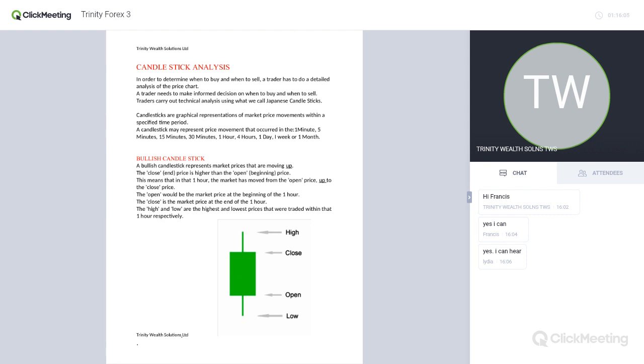So the high and the low, you can see below the open we have the low, above the close we have the high. So the high and the low are the highest and the lowest prices that were traded within that 1 hour respectively. Remember, we said Forex is a fight between the bulls and the bears. So they will not just sit down and let you run the market. There's a struggle, right? So in this case, when this hour started, the market price was at open. It opened at this level. Then the bears came in. They pushed it down, all right?